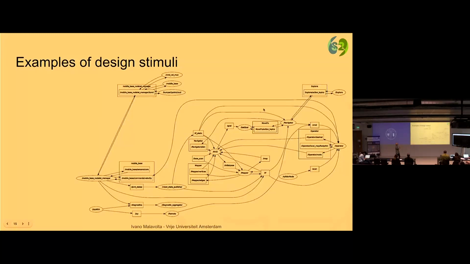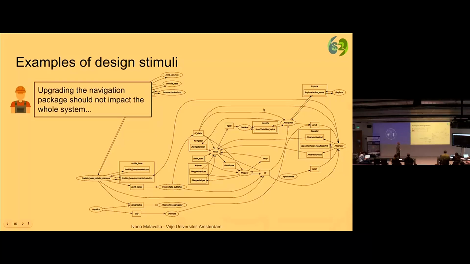Here are some examples of design stimuli. For example, this one: upgrading the navigation package will not impact the whole system. In a way, I don't want the navigation package to have all the dependencies across the whole system, because if tomorrow we have a new version of the ROS navigation package, then I don't want to change other things that don't have anything to do with navigation. Okay? So this is just the intuition. I'm making it super trivial.